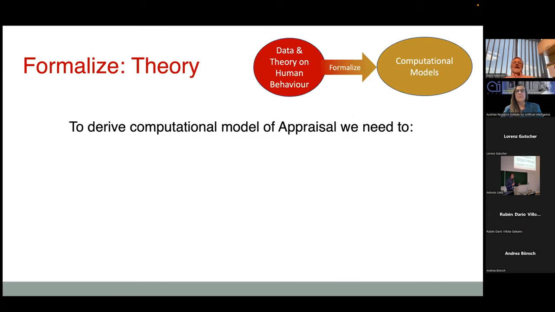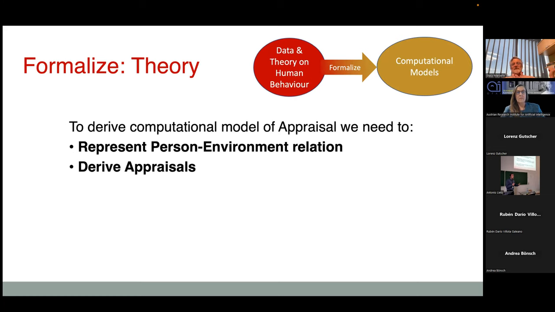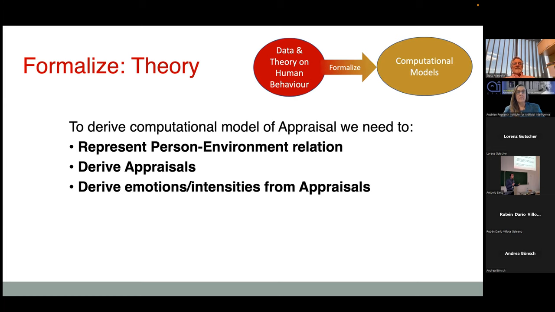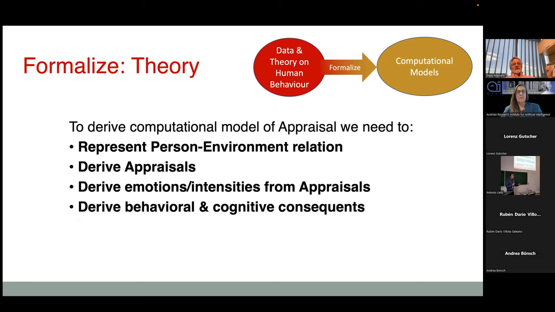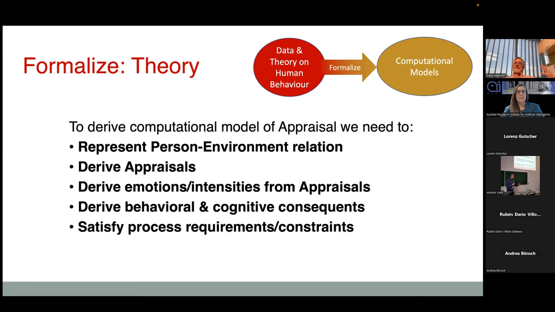So let me go back over that earlier slide I had. We were talking about this whole process of formalization. In the process of formalizing something like appraisal theory, we need to represent the person-environment relationship. We need some mechanism for deriving appraisals. We need to derive the emotions and intensities from the appraisals, derive the behavioral and cognitive consequences, these coping strategies, and satisfy the process requirements and constraints.